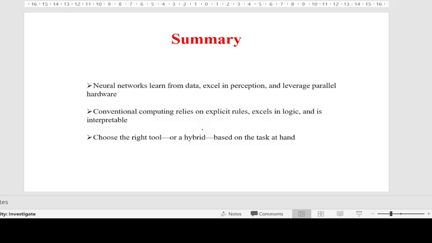Okay, coming to the summary. Neural networks are better at learning, excel at perception, and leverage parallel architecture. Conventional computing relies on explicit rules. Choose the right tool. Based on your requirement, you may choose either conventional computing or deep learning, depending on your application.